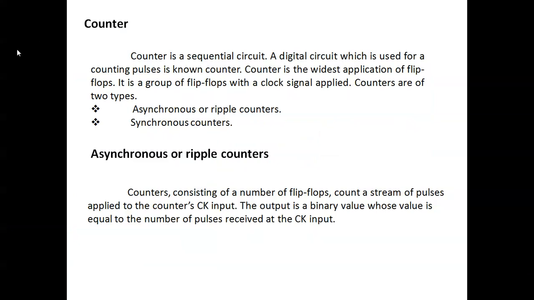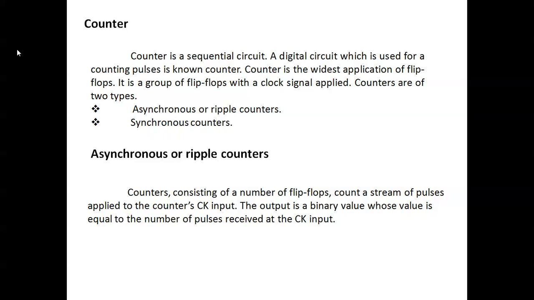So next one is counter. A counter is a sequential circuit. The counter counts the clock pulses. There are two types of counter: asynchronous and synchronous. Asynchronous is also known as the ripple counter, and the other is the synchronous counter.